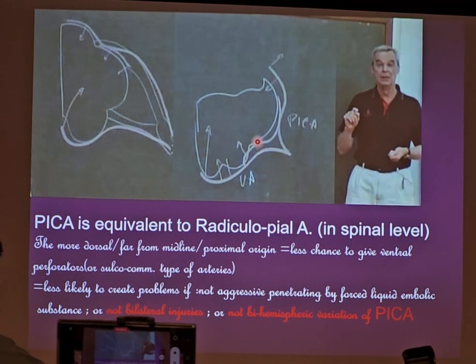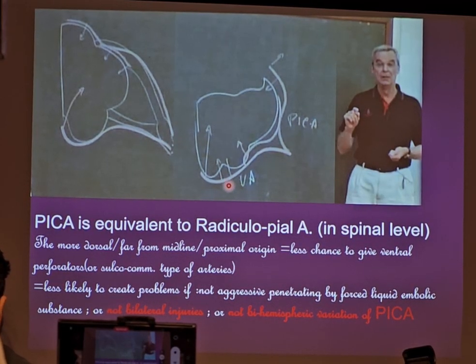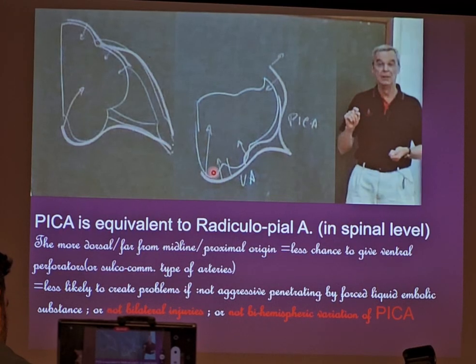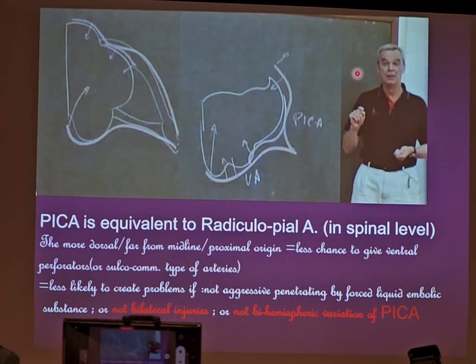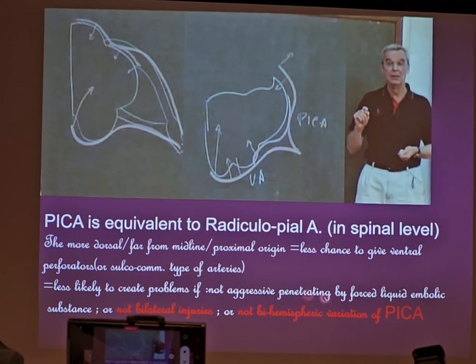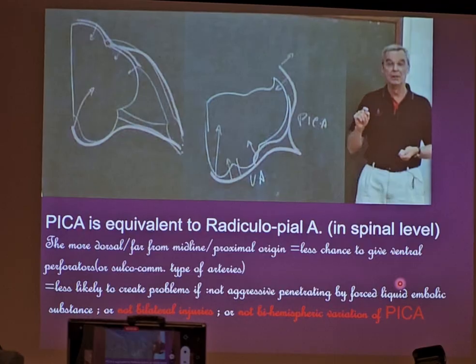Go back again to see the usual and more medial location. So this easily explains that usually, if the origin of PICA is far away from the midline, it's relatively safe for the ventral perforators, unless it's unfortunately becoming bilateral, or you do very aggressive embolization.